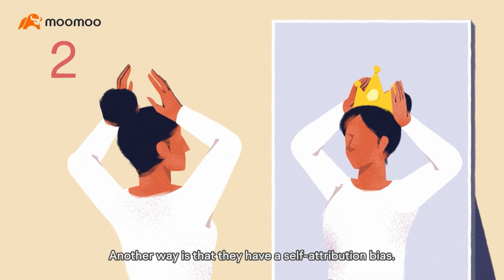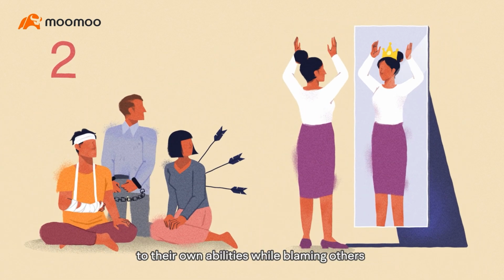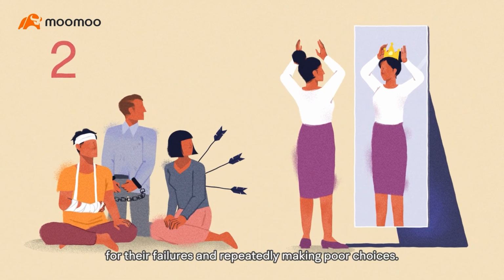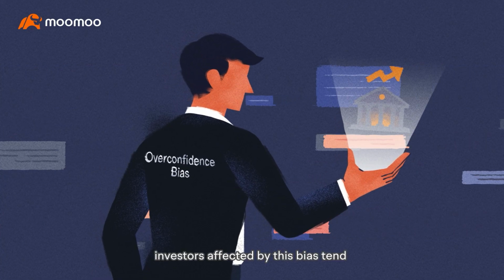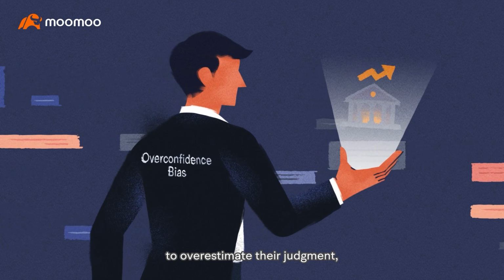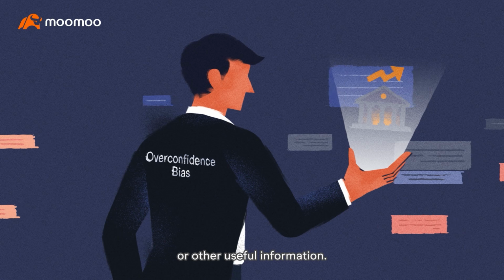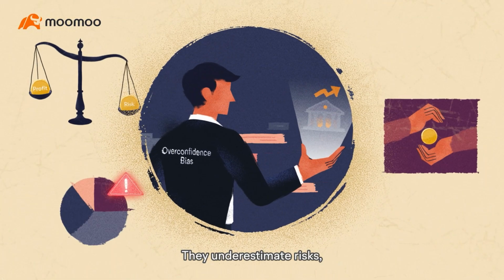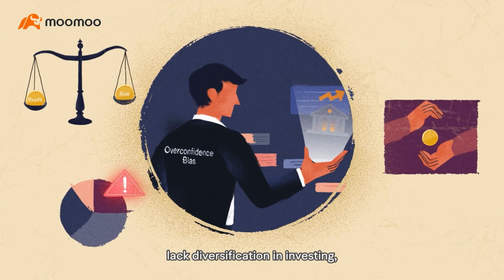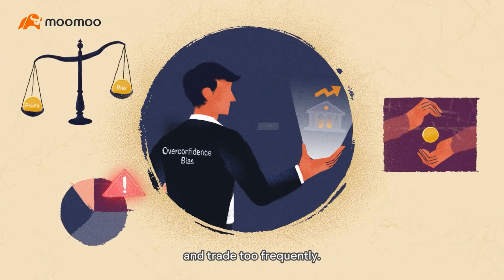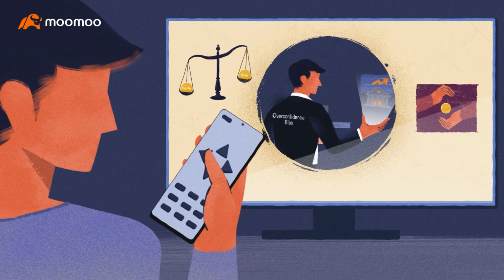Another way is that they have a self-attribution bias, whereby individuals attribute their successes to their own abilities while blaming others for their failures and repeatedly making poor choices. Generally, investors affected by this bias tend to overestimate their judgment of the market or specific investments, disregarding negative signals or other useful information. They underestimate risks, overestimate profits, stick to specific risky investments, lack diversification in investing, and trade too frequently. Once you notice an overconfidence bias, you'd better do something.